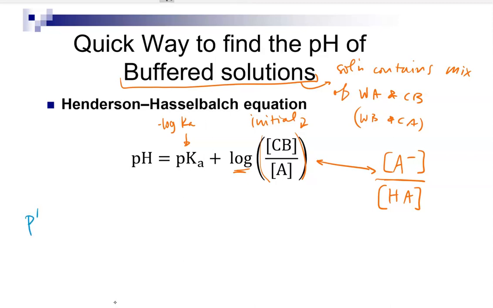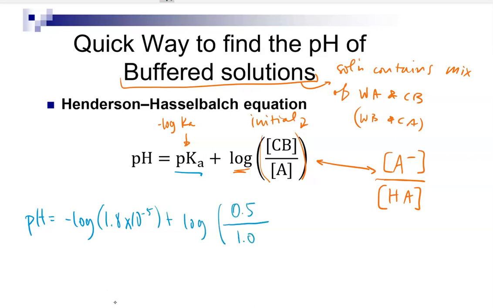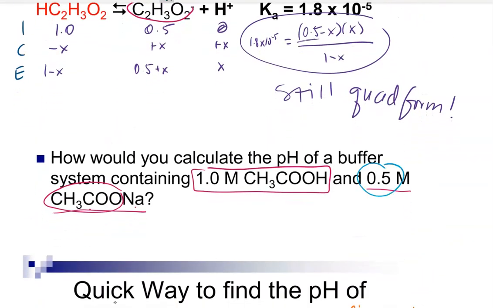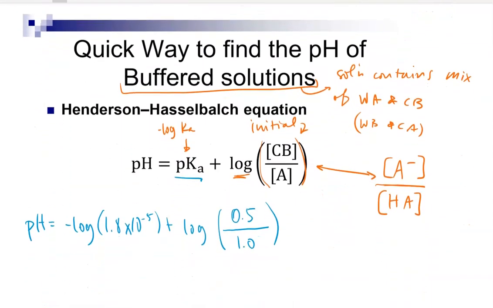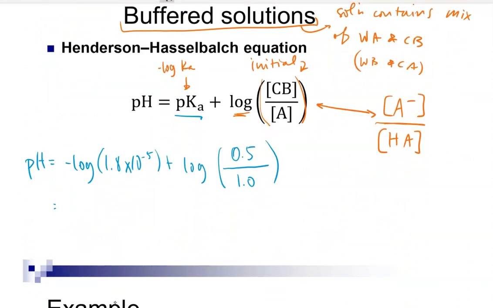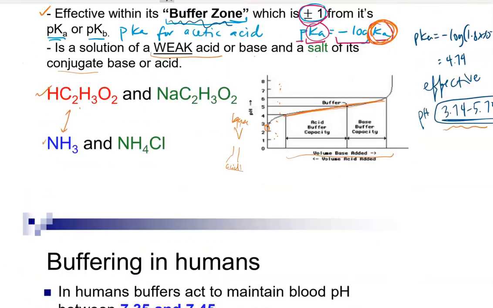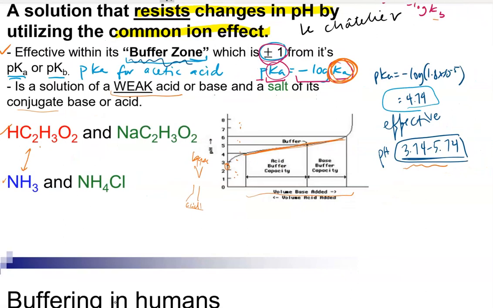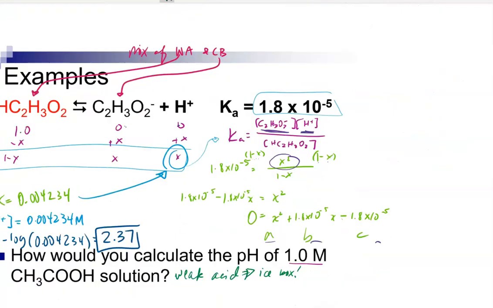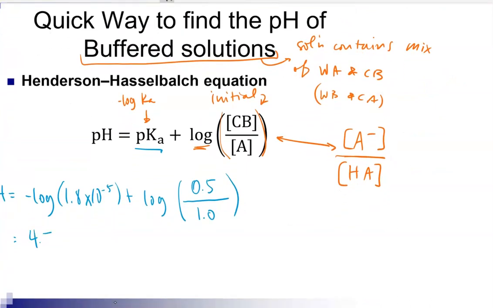So let's do this for the one above. pH is equal to the pKa, so that's the negative log of 1.8 times 10 to the minus 5, plus the log of the conjugate base. This guy was 0.5 molar, and the acid was 1 molar. So we put this in our calculator. I actually already calculated that out, didn't I? Let's look back up here. It was 4.74, the pKa of acetic acid. So we have 4.74 plus, and then we're going to have to punch this in. So the log of 0.5 divided by 1, so that's just 0.5.